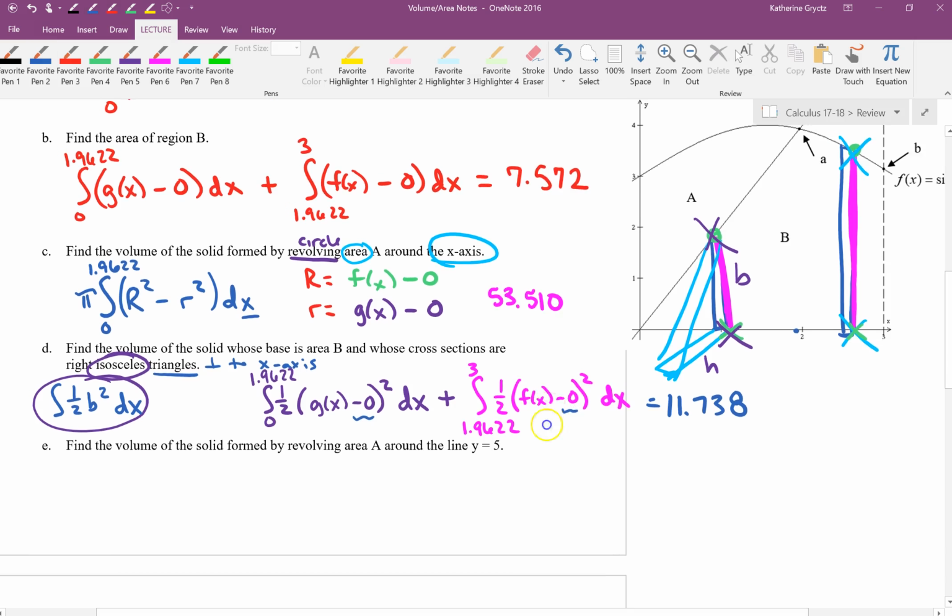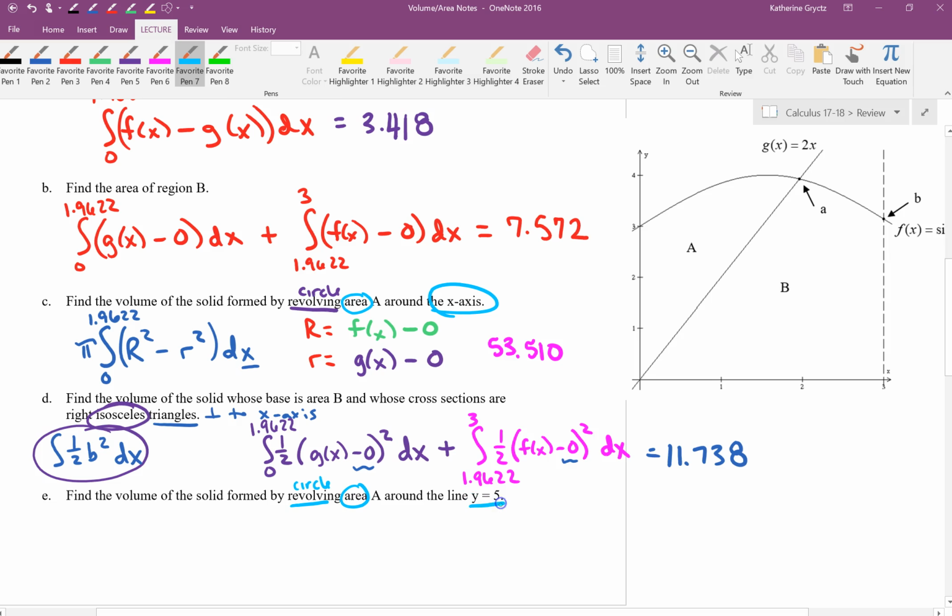Okay, and then part E asks you to find the volume of the solid formed by revolving. So when we see revolving again, it's circles. We just have to determine one or two, so it says revolve area A. Okay, so we've got to draw. We've got to figure it out around the line y equals 5. So they tell us what to go around. However, y equals 5 is not pictured.